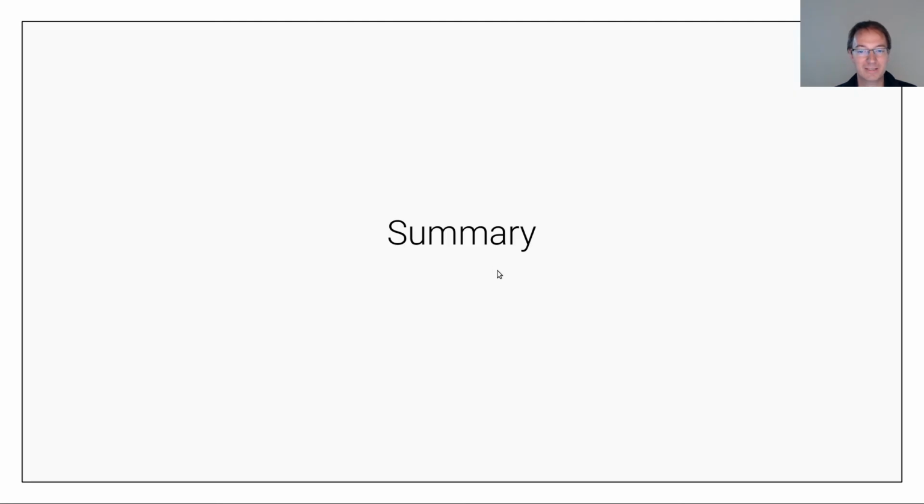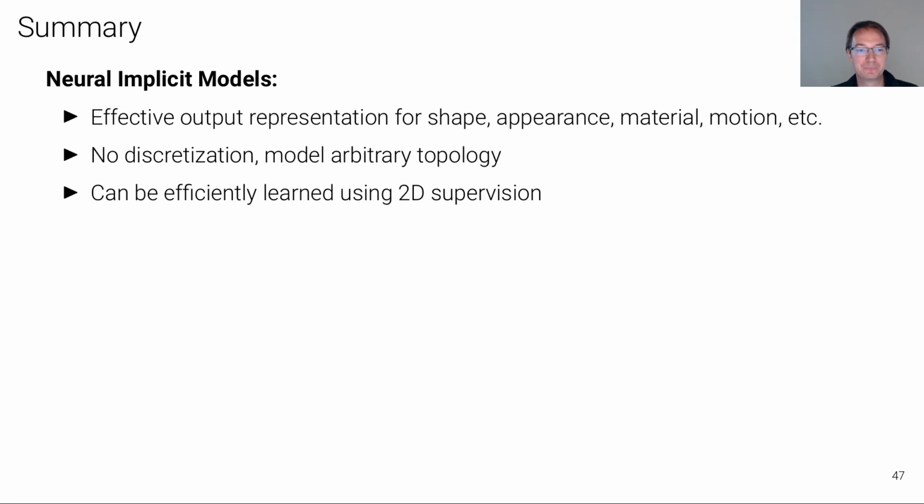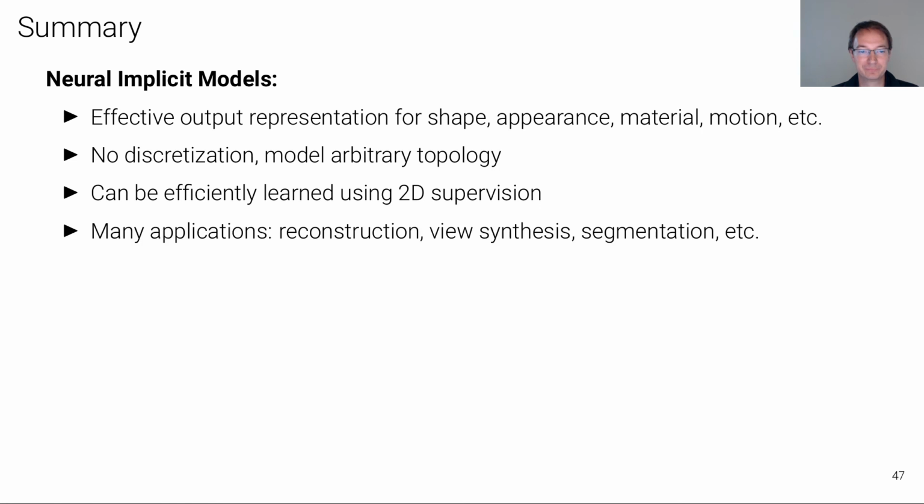So this is all very exciting. I want to conclude now my talk with this little summary. Neural implicit models have emerged as a very effective output representation for shape, appearance, materials, motions, and more. They don't require any discretization, and they can model arbitrary topology. And they can also be effectively learned using 2D supervision. There are many applications: 3D reconstruction, view synthesis, segmentation, motion estimation, and more.